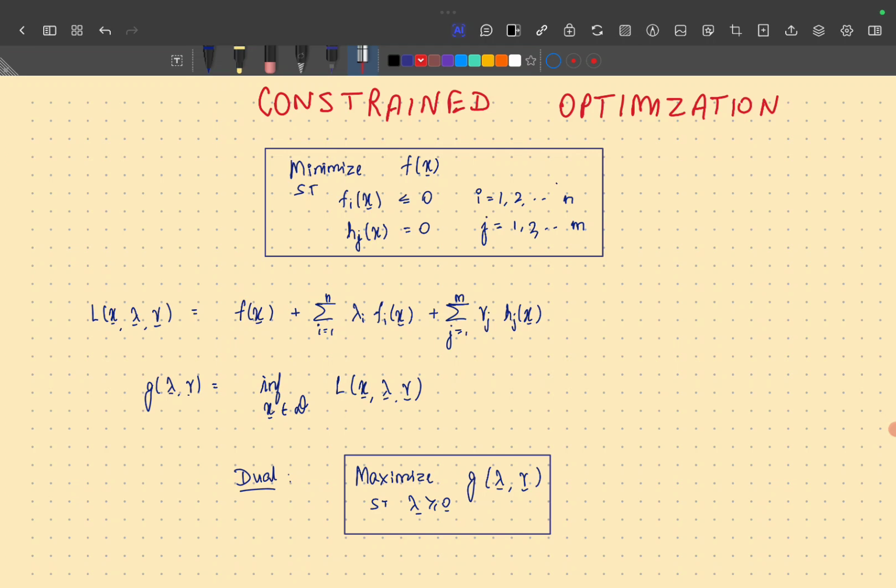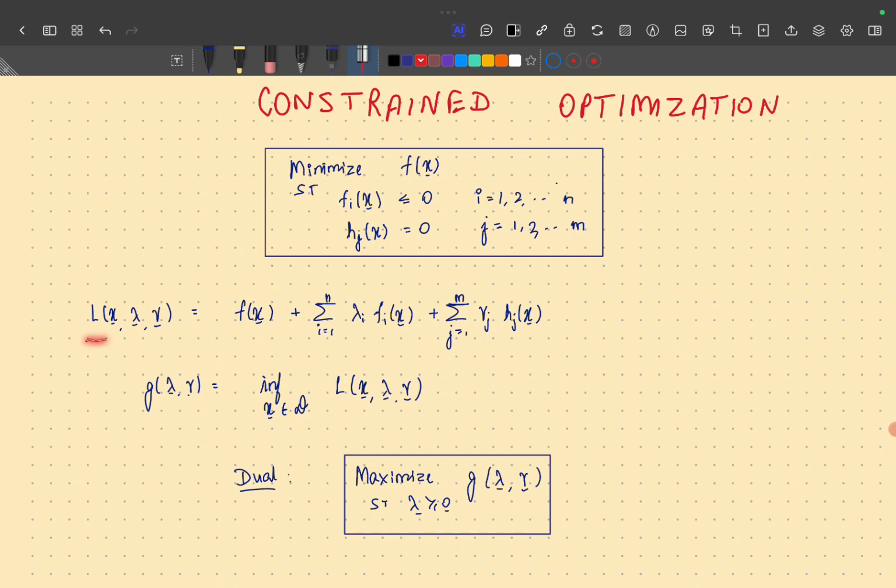Okay, so let's continue where we left off in the last class. Essentially, we were talking about constrained optimization and this idea of duality. Our goal is to solve an optimization problem of the following form: you want to minimize some function f of x subject to a bunch of inequality and equality constraints. And the approach we took was the following.